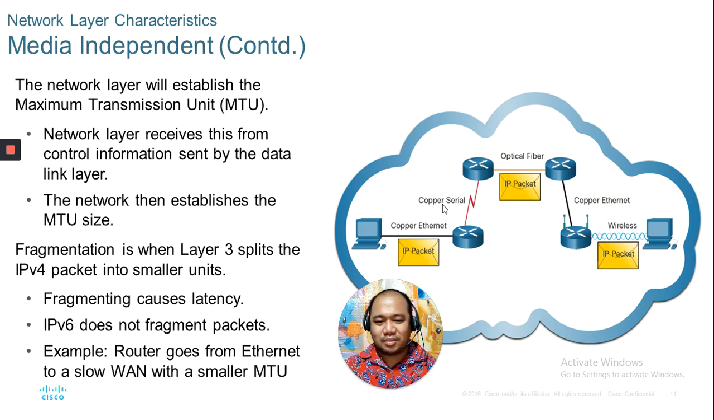Example, a router goes from Ethernet to a slower link with a smaller MTU. So if the capacity of the MTU here is smaller, the transmission will cause latency or slowness until the recipient receives the packet.